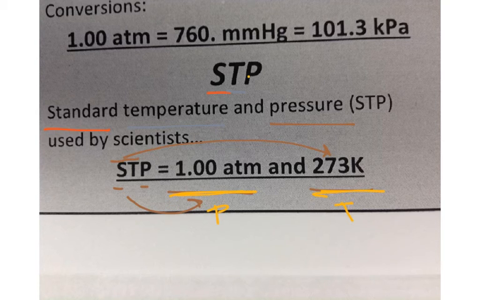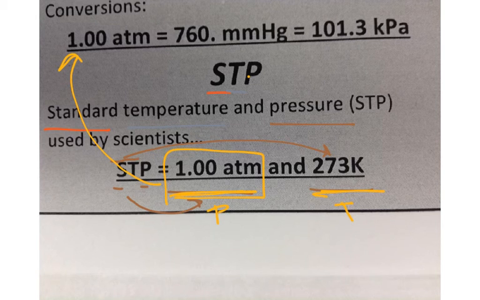Now, just because you're in 1 atmosphere, if for whatever reason the problem gives you the pressure in kilopascals or millimeters of mercury, you can use the ones that are found above and make those your standard pressure.